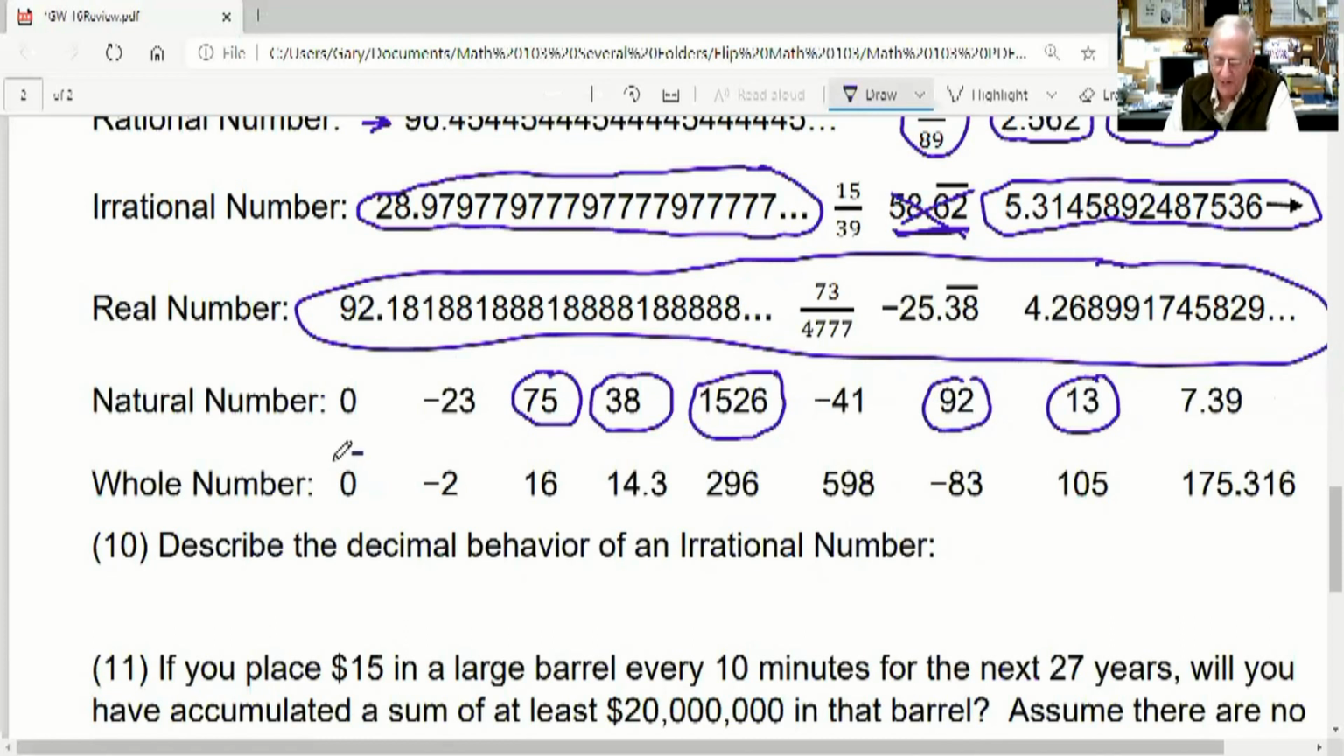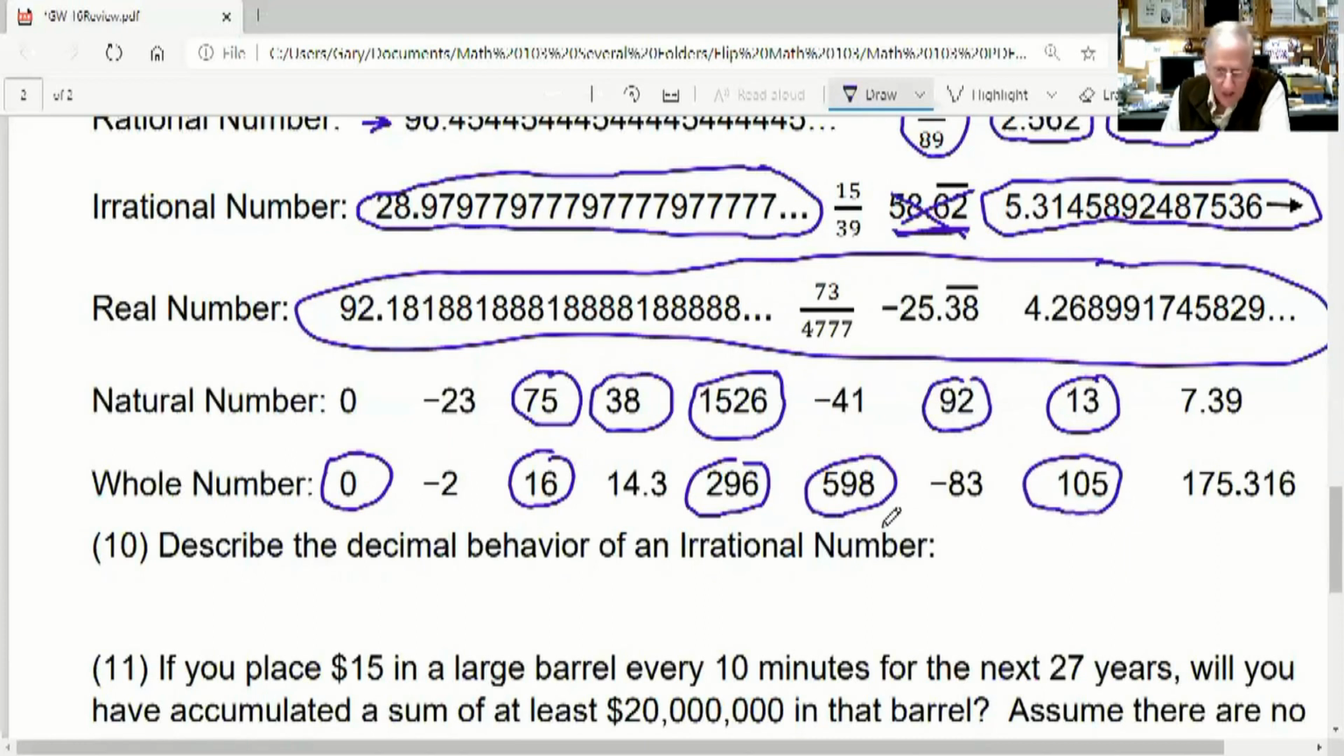All right. And whole numbers. Okay, 0 is a whole number. You circle the rest. You should have circled 16, 296, 598, and 105. The decimals are not whole numbers, okay? And the negatives are not whole numbers. Okay, let's go on.